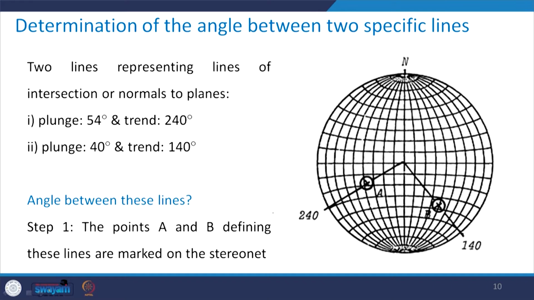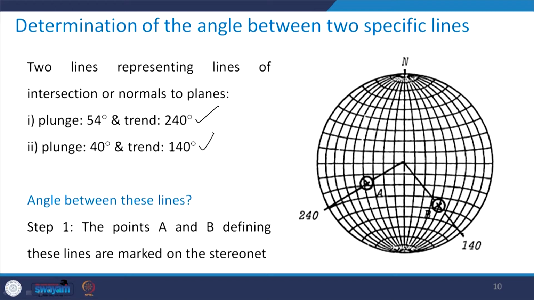Now, coming to the next problem, that is the determination of the angle between two specific lines. In this case again we will make use of the stereo net and the tracing sheet. Here we are taking two lines: line number 1 with plunge of 54 degrees and trend of 240 degrees, and the second one, line number 2, with plunge of 40 degrees and trend of 140 degrees.